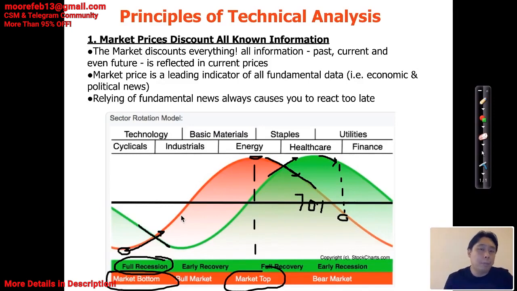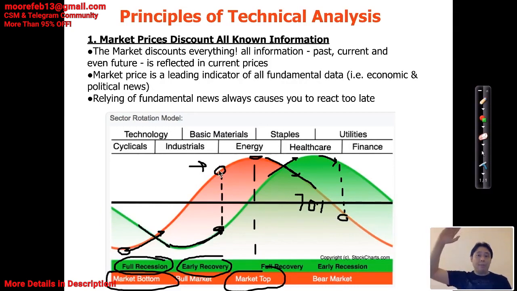Okay? So what do most people do? Most people will wait for the economy to recover. Can you see this early recovery? They will wait for it to recover. And the moment they see that the economy is recovering, they say, I better invest in the stock market. Now, what happens by the time they invest? They would be buying near the top. So that is why most people lose money in the stock market: they buy at the top over here and they sell at the bottom over here, okay?